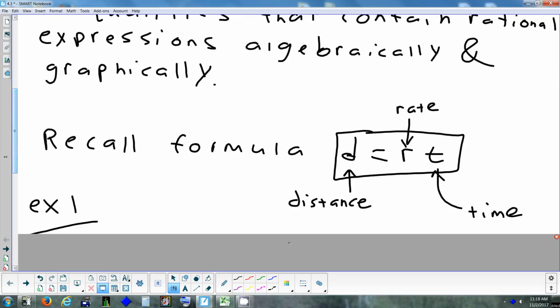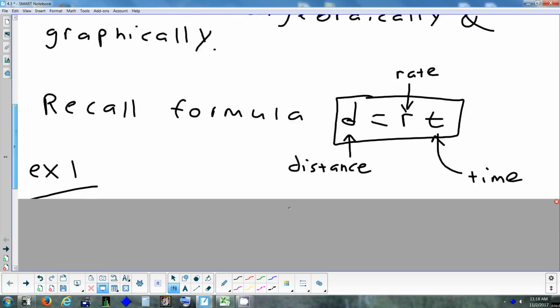One thing you might have to do, though, is rearrange that equation. Like right now, I have D by itself. You might have to rearrange it so R is by itself, or T. Any questions on how to do that? Like move R to the other side, or move T? Divide by whichever one you want to move, yeah. Okay.